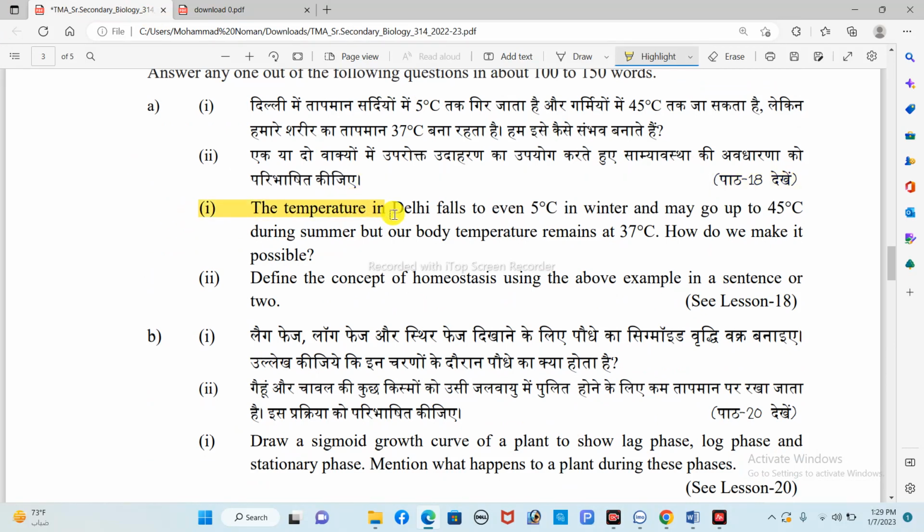The temperature in Delhi falls to even 5 degrees Celsius in winter and may go up to 45 degrees Celsius during summers, but our body temperature remains at 37 degrees Celsius. How do we make it possible? Number 2: define the concept of homeostasis using the above example in a sentence or two.